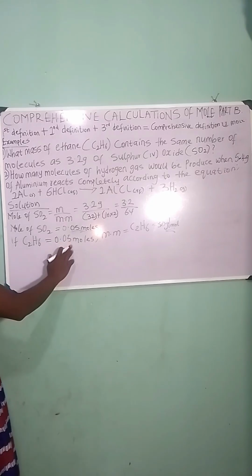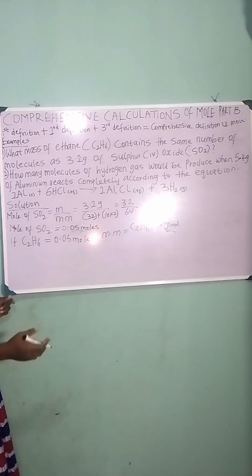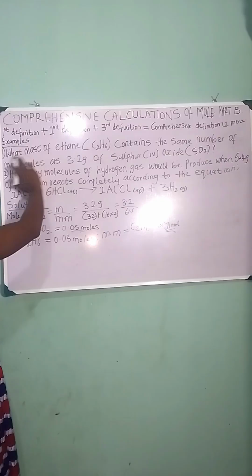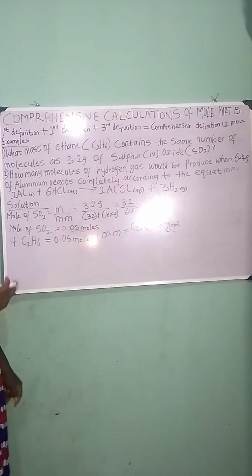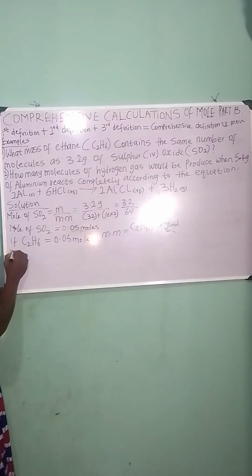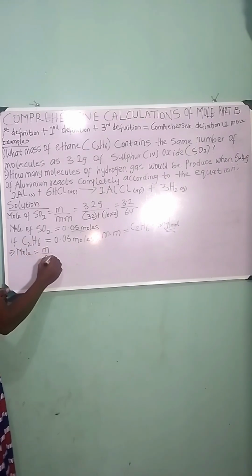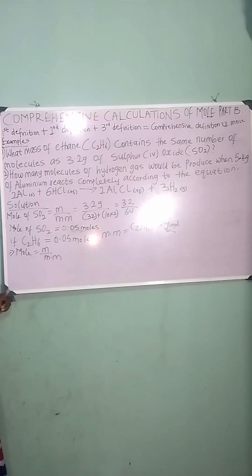Now, we have gotten the moles, we have gotten the molar mass. Are you seeing it? We are now back to the question. What mass of ethane? What is the mass? We know the simple relationship. Mole is equals mass over molar mass. Look at the one we are asked to find, the mass. So how do we get the mass?